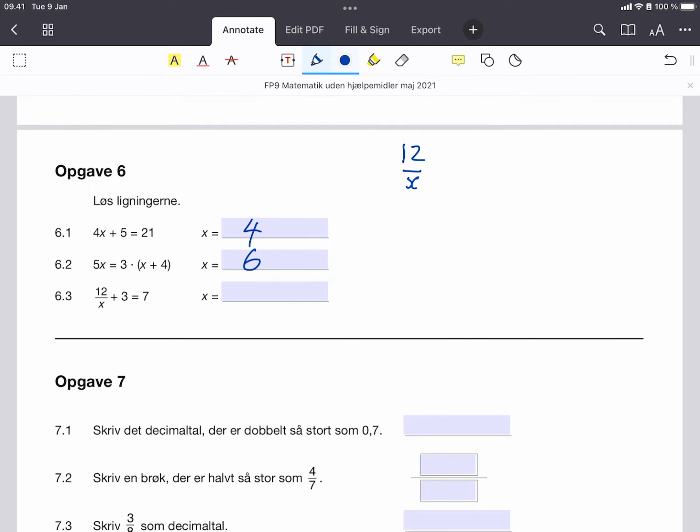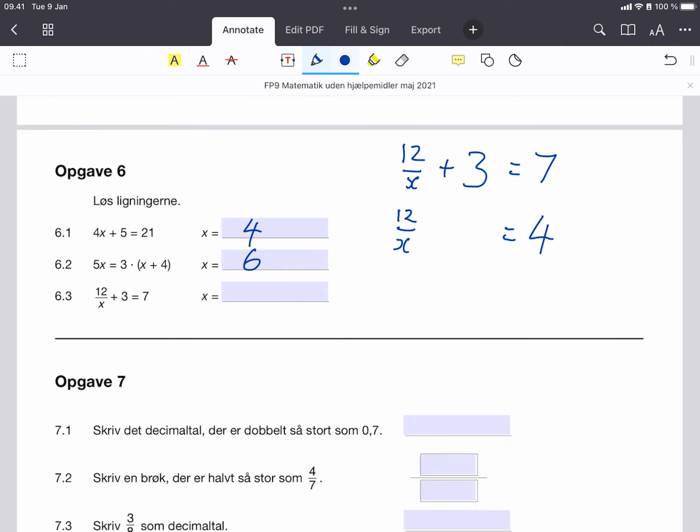12 over x plus 3 equals 7. I'd like to get the bit with x on its own, so I'm going to take away the 3, and then it'll disappear, but I've got to take away 3 from the other side. So taking away 3 from both sides, 12 over x equals 4.